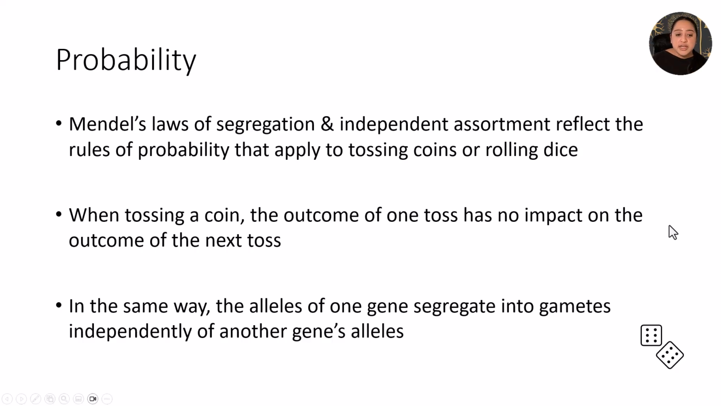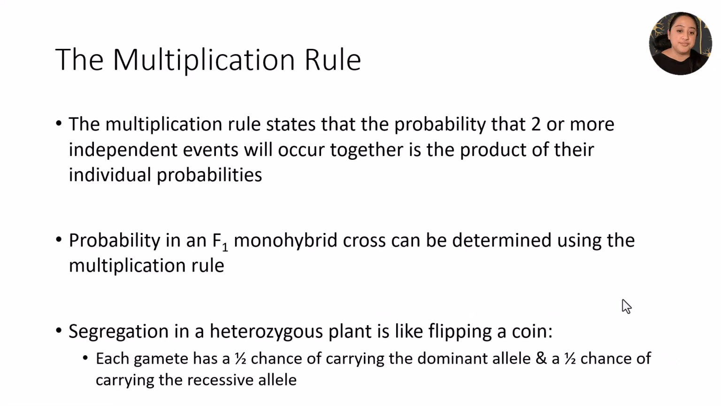So yeah, in the same way, the alleles of one gene segregate into gametes totally independently of another gene's alleles. So you can think of, again, the flipping a coin analogy. We can apply different rules to figure out the probabilities of different things happening. There are 2 rules that can help us. The multiplication rule. This rule states that the probability that 2 or more independent events will occur together is the product of their individual probabilities.